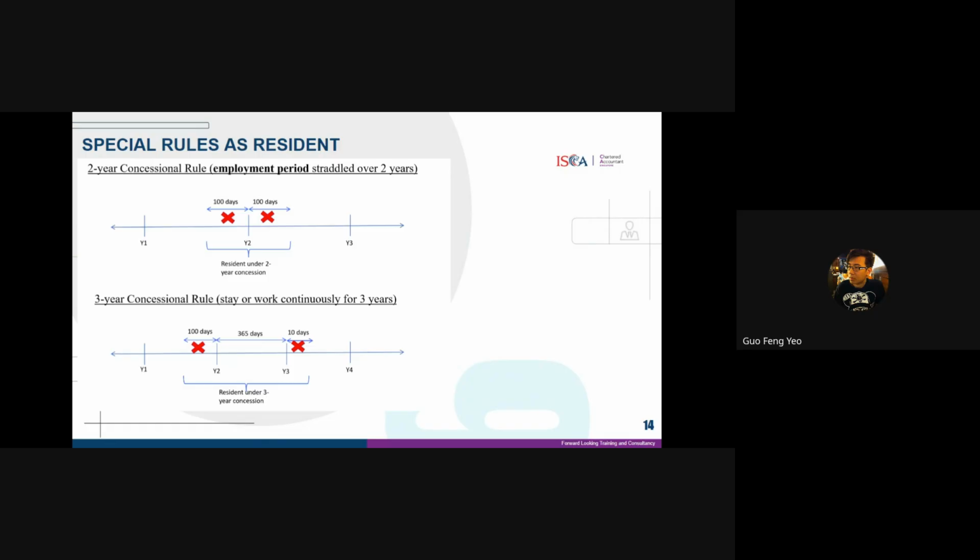Now, the 3-year concessional rule is also something that is intended to be beneficial to these individuals. As you can see, an expatriate might be hired in Singapore for contract work or a limited amount of time. So using the diagram as an example, in year 1, the individual exercised employment for 100 days, was fully employed during the 2nd year, and departed the company or left the role after 10 days in year 3.